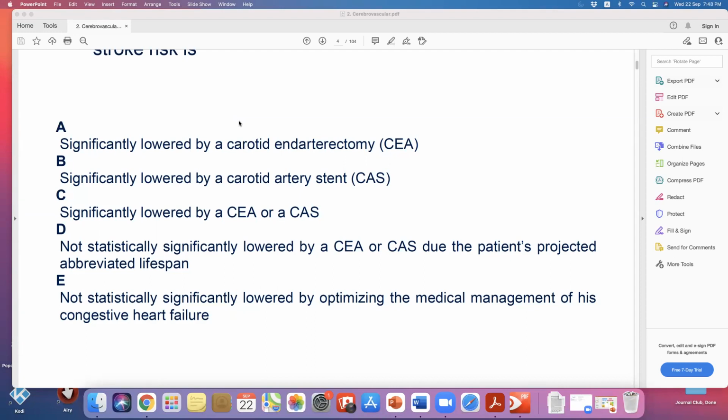congestive heart failure. I think it's D. Correct, because all the others are off. The last one is wrong because they improve with the medical treatment. We said no surgical stenting, but still you have to treat him medically. So they benefit from optimized medical management of his congestive heart failure also.